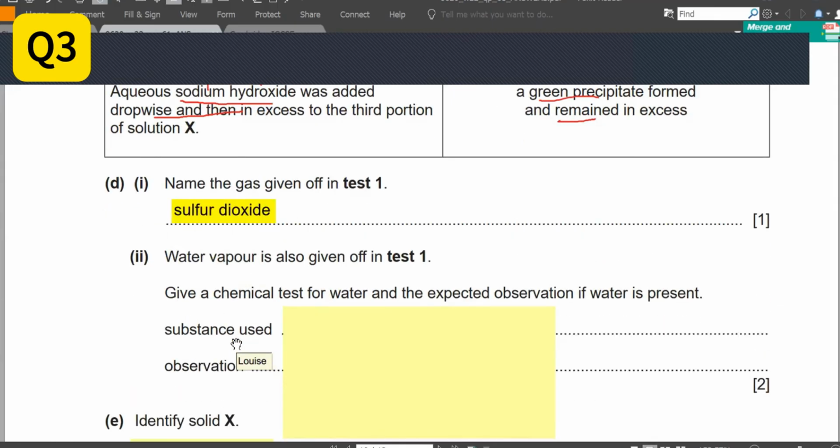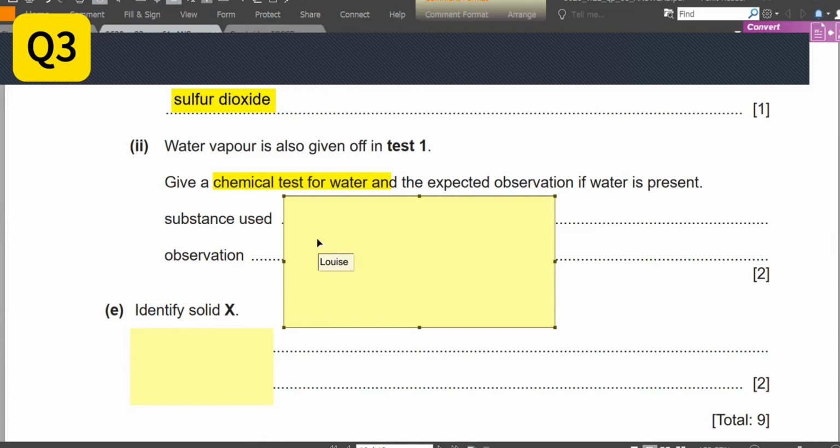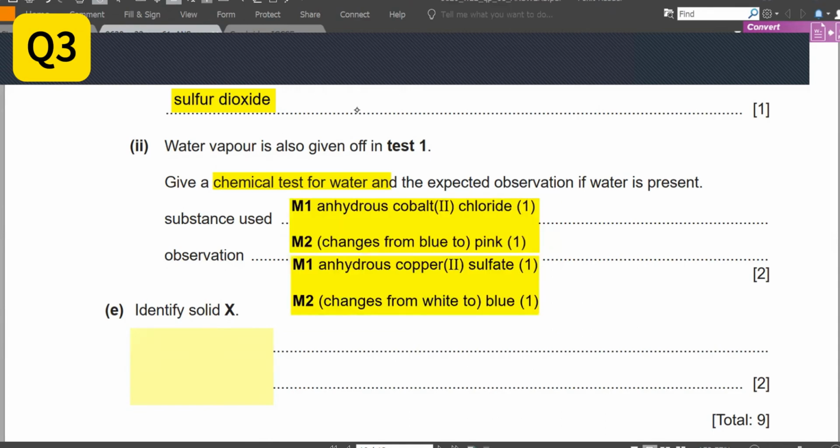Water vapor is also given off in test 1. Chemical test for water. We have 2 tests that we can use for the presence of water. The first one is cobalt chloride. If water is present, it will turn from blue to pink. Another test we can do is copper sulfate. If water is present, it will turn from white to blue.